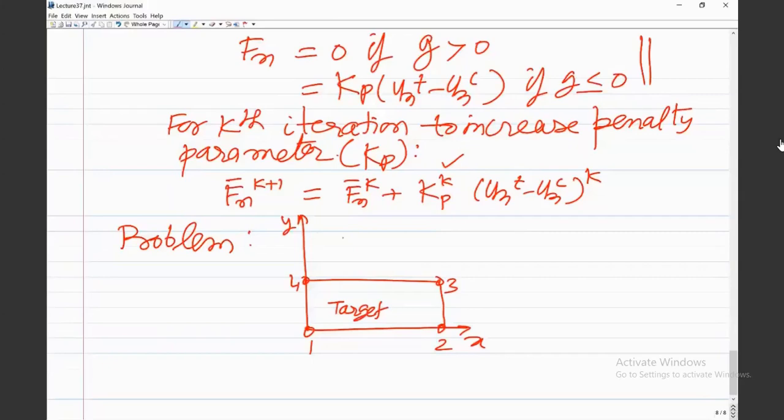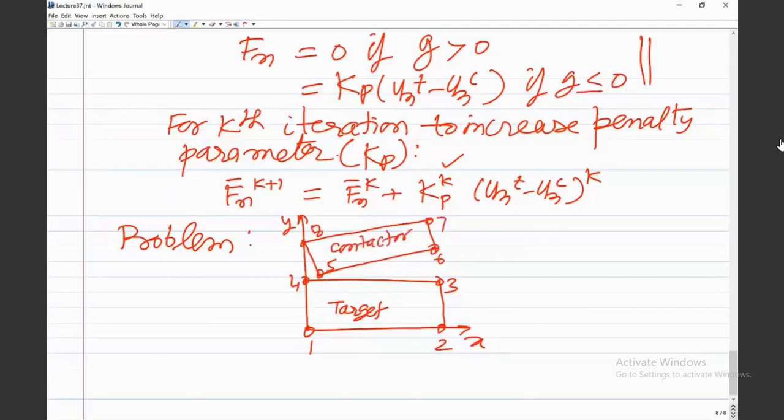That element is, let us say, also a rectangular element. So nodes 5, 6, 7 and 8. This is the contactor.